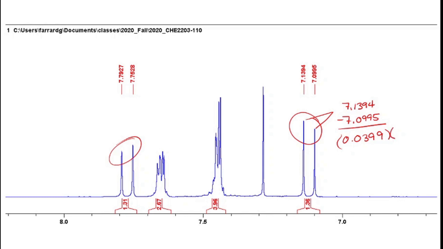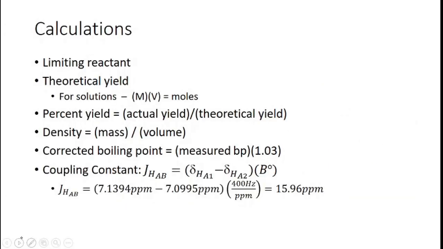For our instrument on which this spectrum was recorded, the frequency or the field strength for the magnet is 400. That would be 400 megahertz or 400 hertz per ppm. So this is converting ppm to hertz, and we would get for this 15.96 hertz. So that would be our coupling constant. And so the equation is shown there. But again, remember, this is two adjacent peaks of the same multiplet.